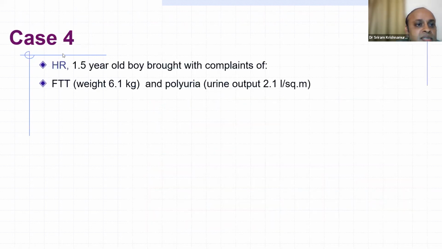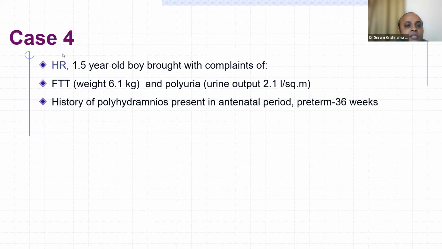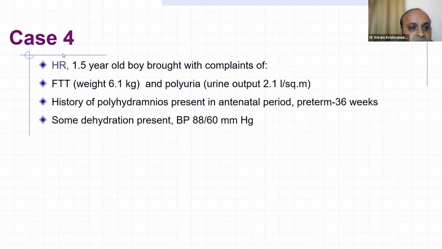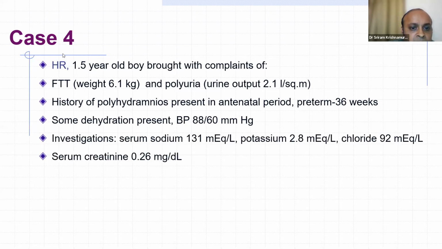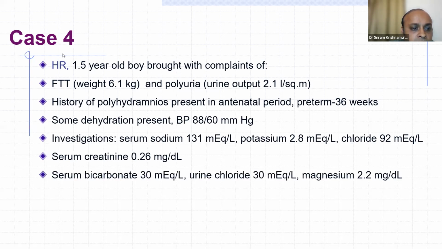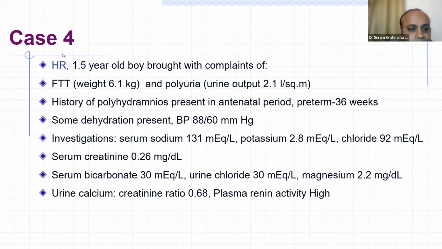Now I go to the next case. This is actually a 1.5-year-old boy who presented with failure to thrive and polyuria. He had history of polyhydramnios in the neonatal period. He was a preterm born at 36 weeks, with some dehydration, normal blood pressure, and sodium was low, 131, potassium was low, 2.8, chloride was also low, 92. The urinary chloride was found to be high. The creatinine was normal, bicarbonate high, and the calcium creatinine ratio suggested a hypercalciuria.